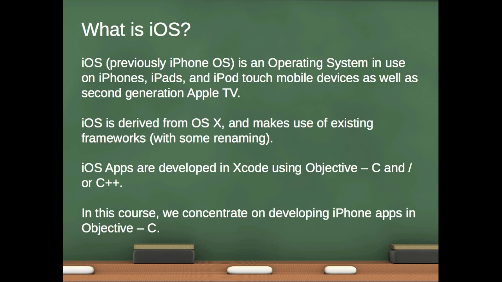Well, so first of all, what is iOS? iOS, which was previously called iPhone OS, is just an operating system that we develop mobile apps for on iPhones, iPads, iPod Touches, and it's also used on second-generation Apple TV devices. iOS really is derived from OS X, and it makes use of existing frameworks. There is some renaming, there is some bridging between classes, but iOS really, at its core, is OS X.